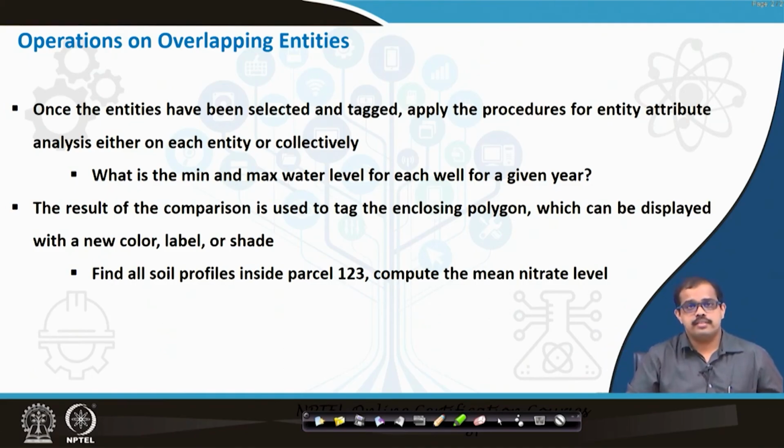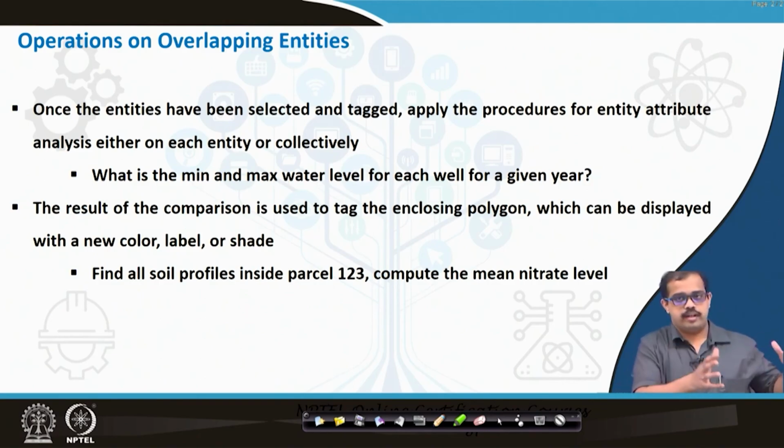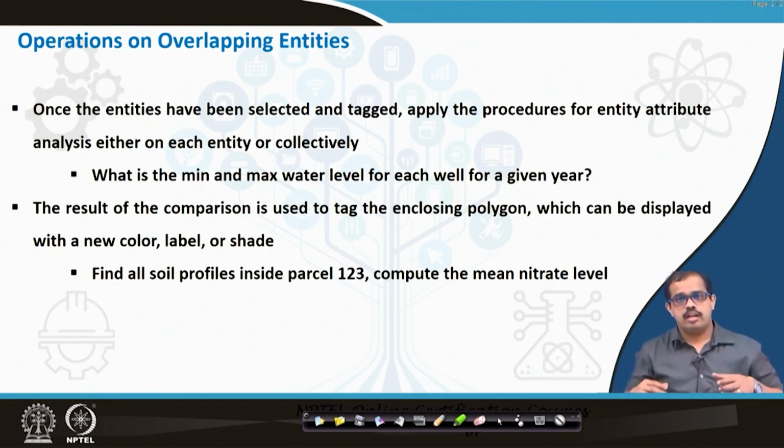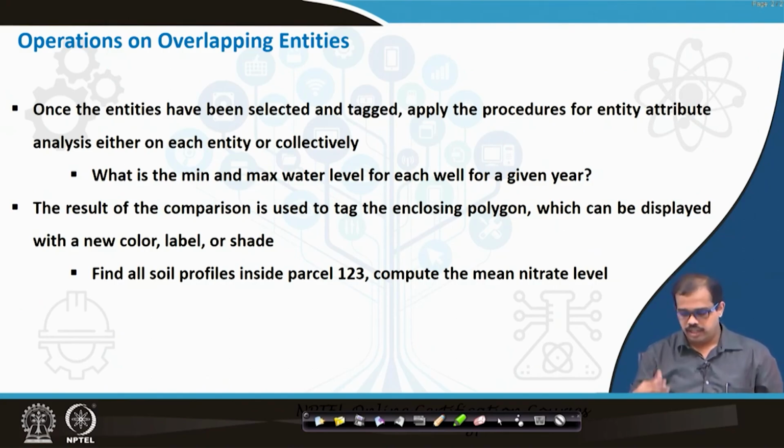The result of the comparison is used to tag or enclose a polygon, which can be displayed in a new color. So now you have one set in one particular layout, another set in another layout, and so on. Now you will use different colors for each of these sets to represent your output. It may be looking at different soils or different amounts of water present in the well, whatever analysis you are trying to do.